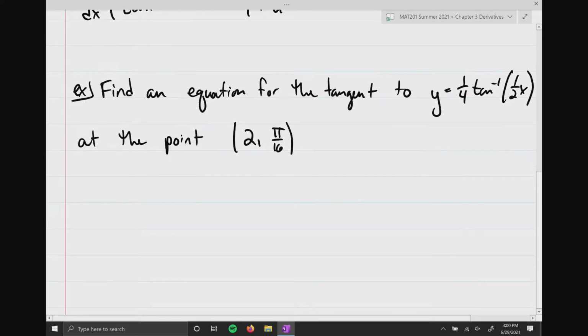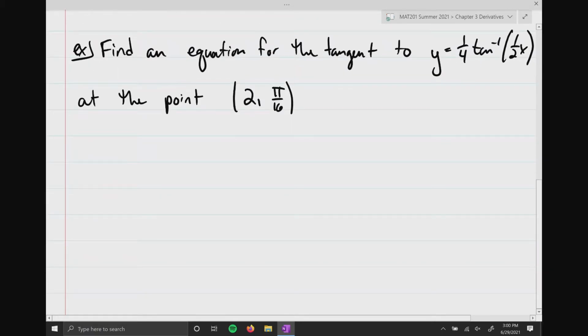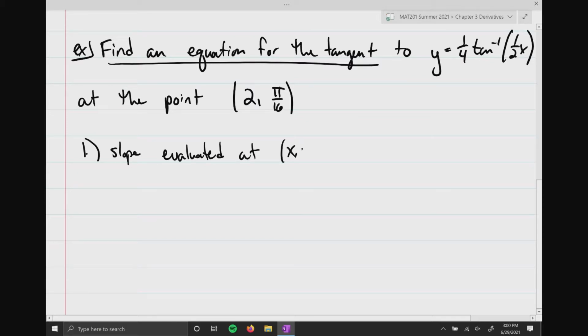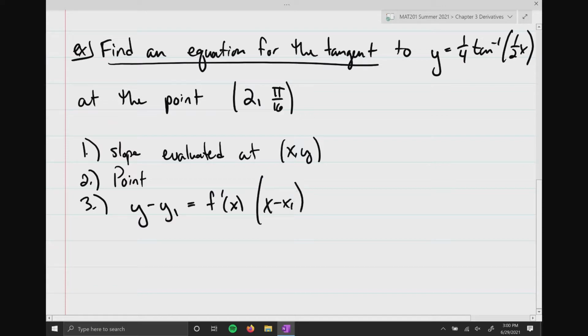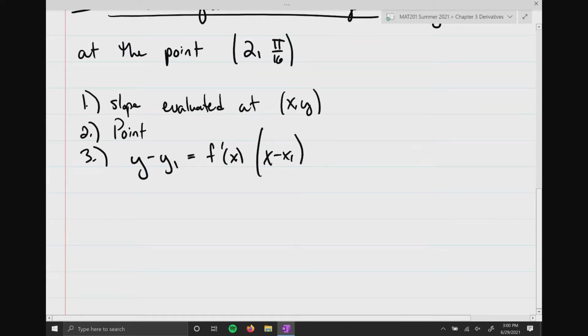Okay? So the first thing, remember, when you see the words find the equation of the tangent line, you need 1, a slope, the derivative evaluated at some point, we'll call it x y. 2, you need a point itself, which we already have above. And 3, y minus y1 equals your derivative evaluated at some point times x minus x1. So the first thing we're going to do, let's find a slope.